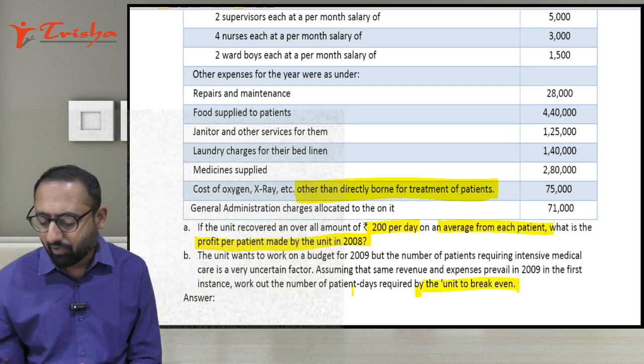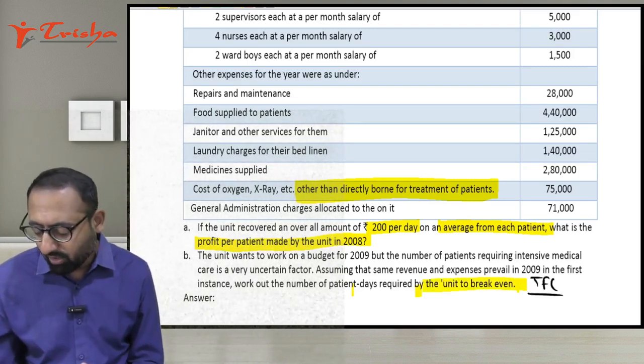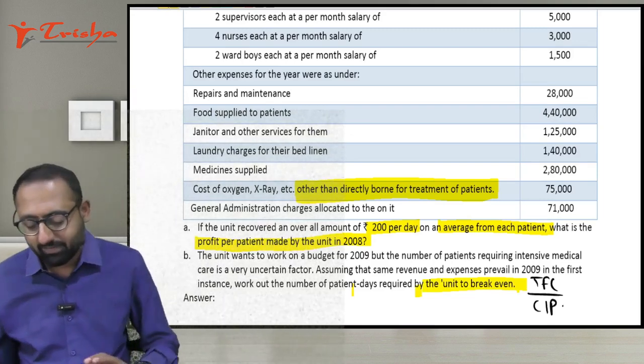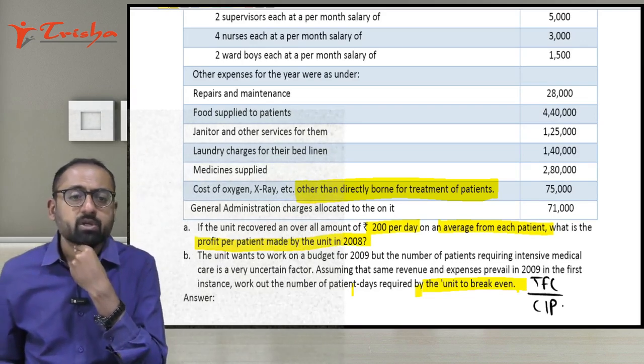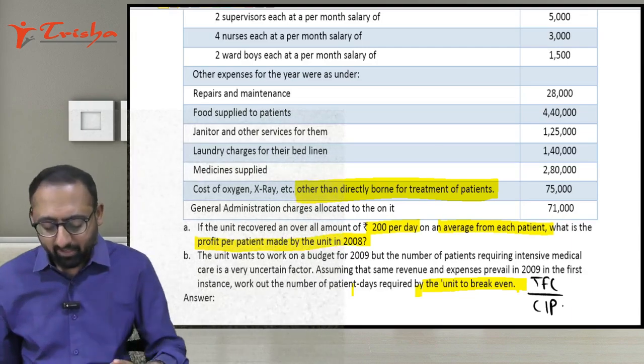Assuming that same revenue and expenses prevail in 2009 in the first instance, work out the number of patients required for break-even. So break-even point is very simple. Total fixed cost divided by contribution per patient. Here per unit will not come, here contribution per patient will be the answer. So obviously, you will have to classify the cost into fixed and variable nature.